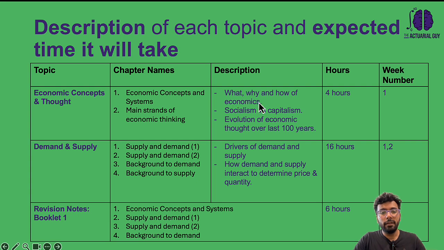So this is where this topic starts, and then it gets into the 2 major economic systems that have prevailed in almost the last 100 years, which are socialism and capitalism, right? It compares socialism and capitalism in terms of their advantages and disadvantages, what works, what doesn't work. And then finally, we talk about the evolution of economic thought over the last 100 years.